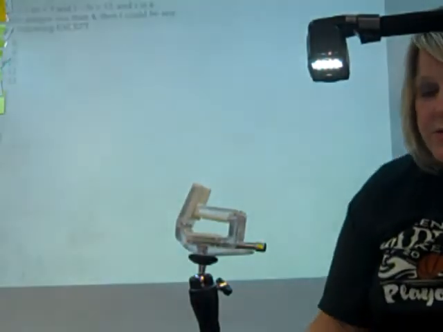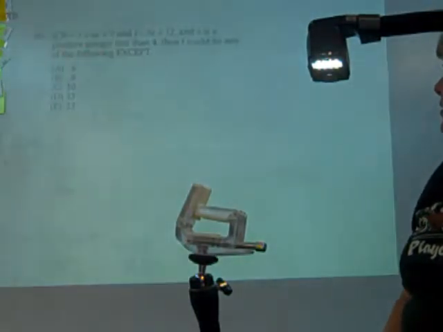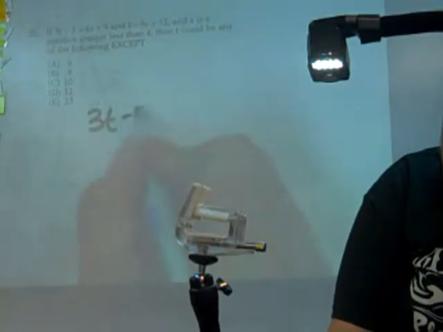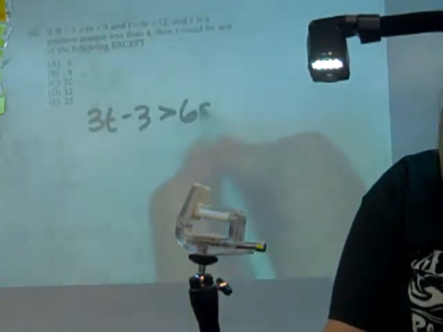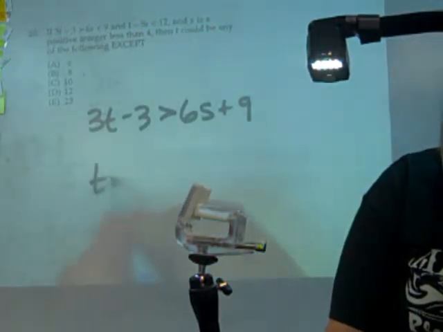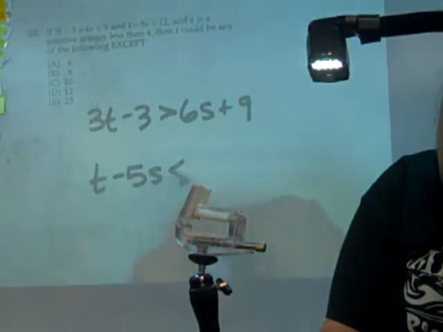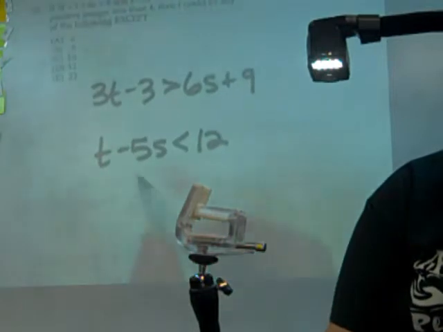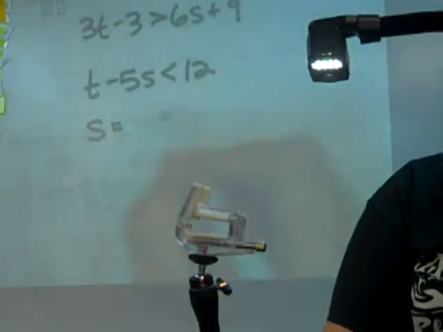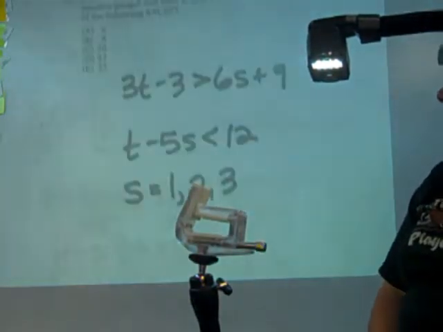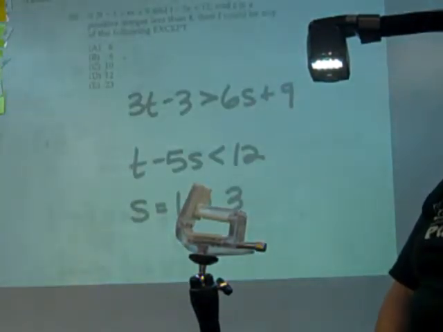Okay, and then the last one. Alright, so 3t minus 3 is greater than 6s plus 9. And t minus 5s is less than 12. And s is a positive integer less than 4. So that means s has to be 1, 2, or 3. Right. Those are the only positive integers less than 4.